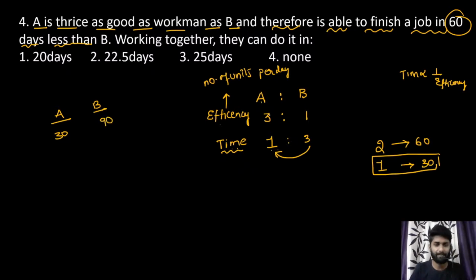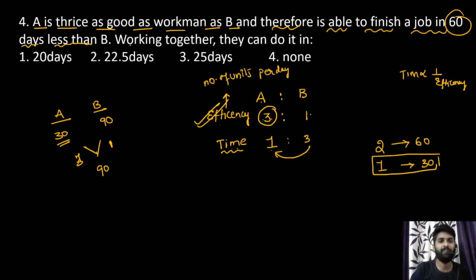Now observe guys, most efficient means the work is completed in fewer days. A is the most efficient person, since he performs in fewer days. Now find the total work. The LCM of 30 and 90 is 90. A can do how many units, guys? 3 units. B can do how many units? 1 unit. That is the efficiency you get.